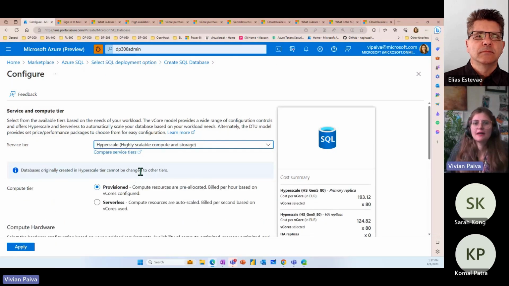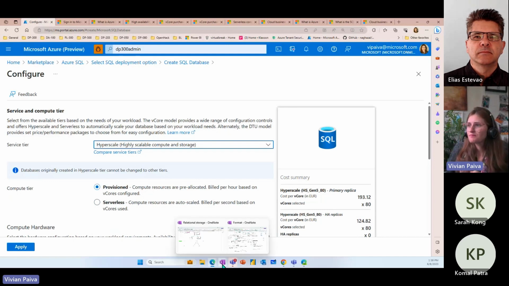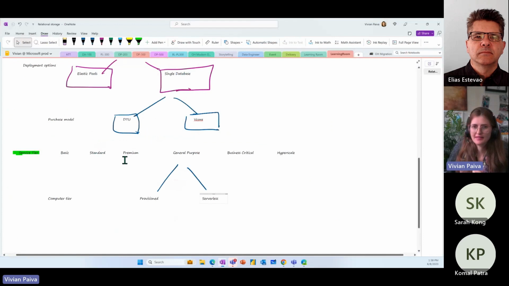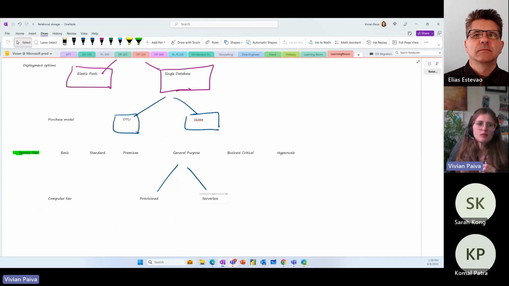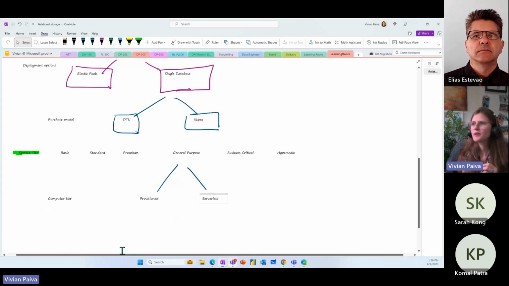Okay, so this architecture is designed to provide you high performance for very, very large databases, even up to 100 terabytes. All of the infrastructure behind it gives you support to have this kind of database up and running in this service tier. And then one thing that I also want to talk about is the hardware.